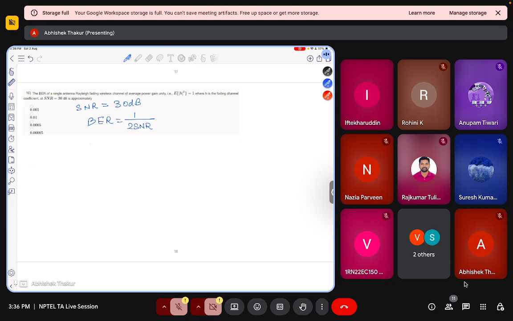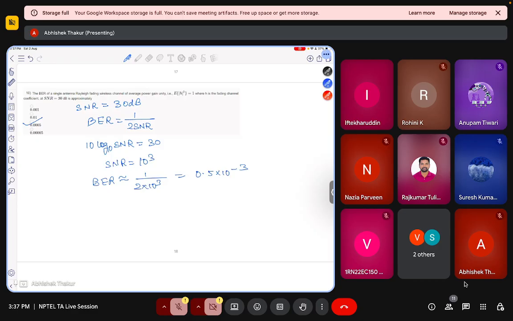Okay, so 10 log 10 SNR is 30 dB. So SNR is equal to 10 to the power of 3. So bit error rate is equal to 1 by 2 into 10 to the power of 3. So this will become 0.5 into 10 to the power of minus 3. So option C is the correct answer for this question.